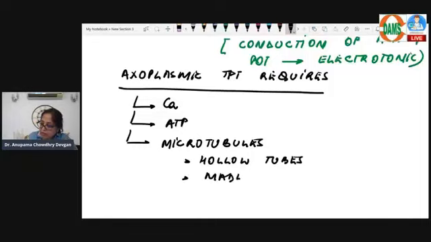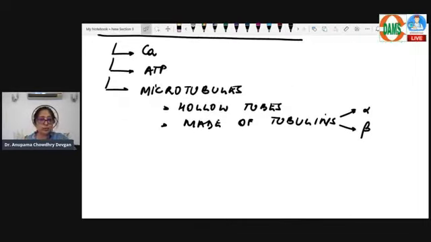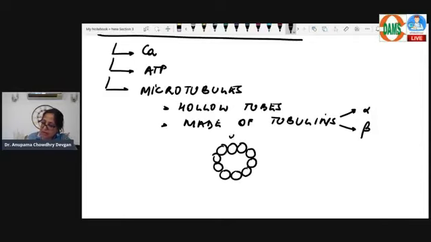They are made of proteins called tubulins. There are two tubulins, alpha and beta. These alpha and beta alternate with each other to form a ring. If this is alpha, beta, alpha, beta, alpha, beta, they alternate with each other and form a ring.